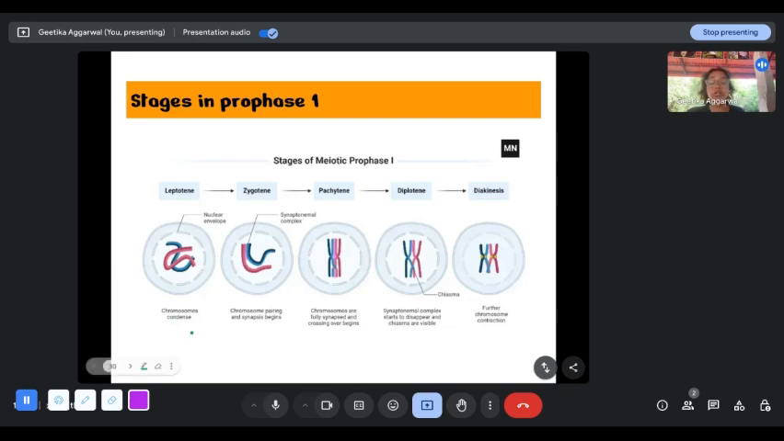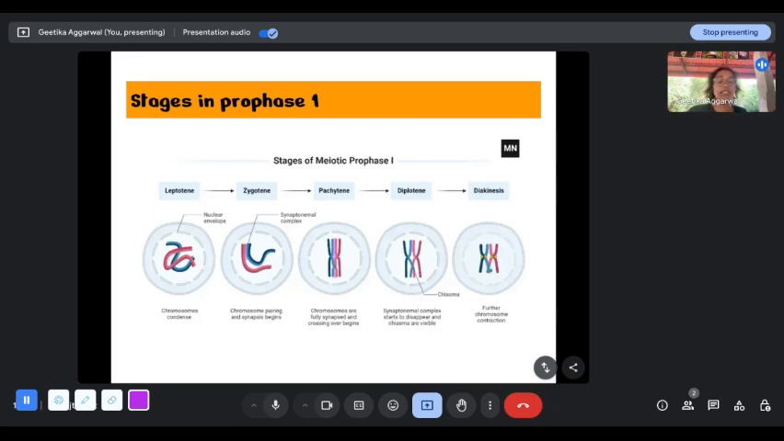So in leptotene, chromosomes condense. In zygotene, synapsis begins and the pairing of the homologous chromosomes happens. In pachytene, the crossing over really happens. And in diplotene, the synaptonemal complex starts to disappear. You can see this light pink color has started to disappear, and the chiasmata, or chiasma, is now visible. Chiasma is the site where crossing over occurred.